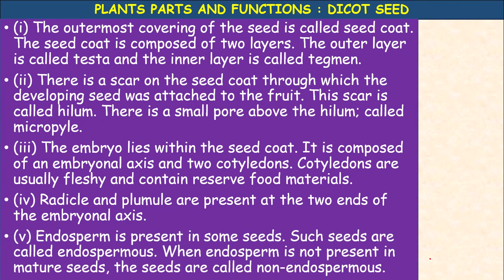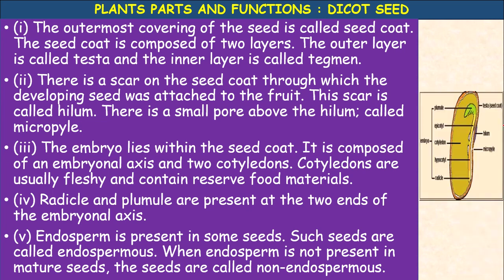The endosperm is present in some seeds. The seeds with endosperm are called endospermous seeds. When the endosperm is not present in the mature seeds, the seeds are called non-endospermous or non-endospermic seeds.